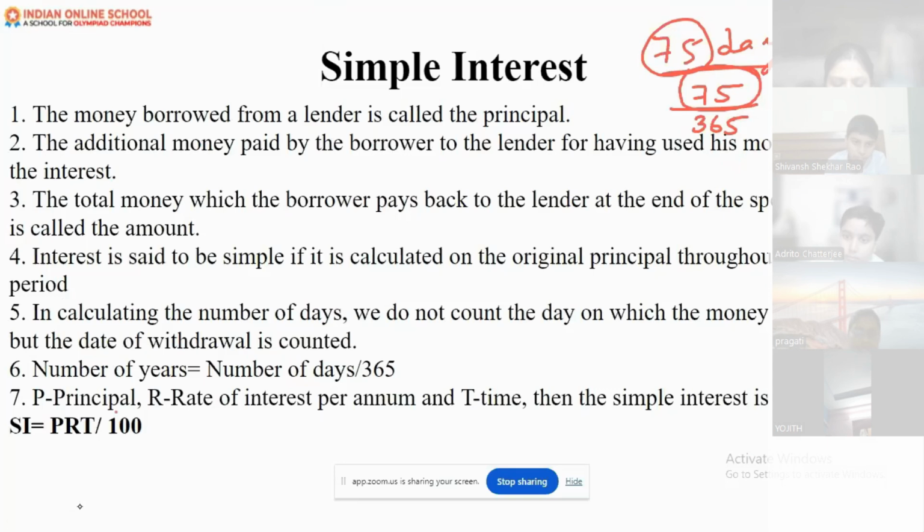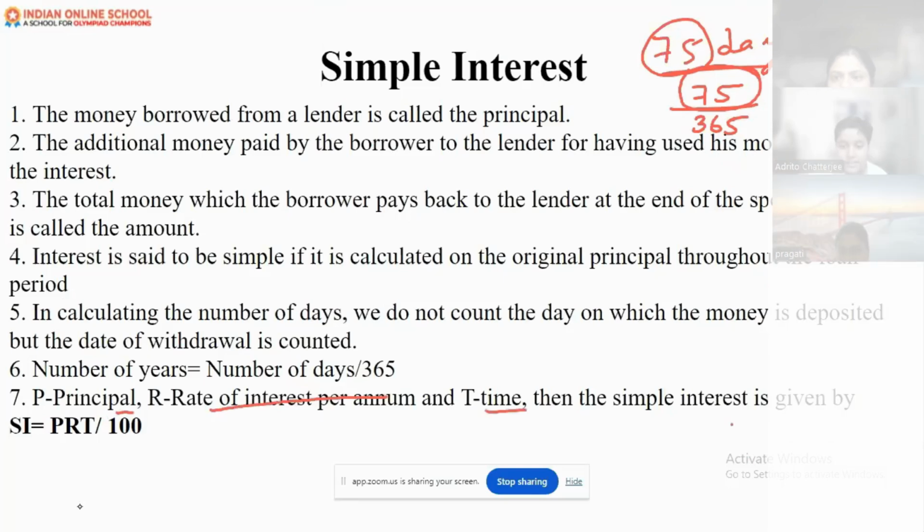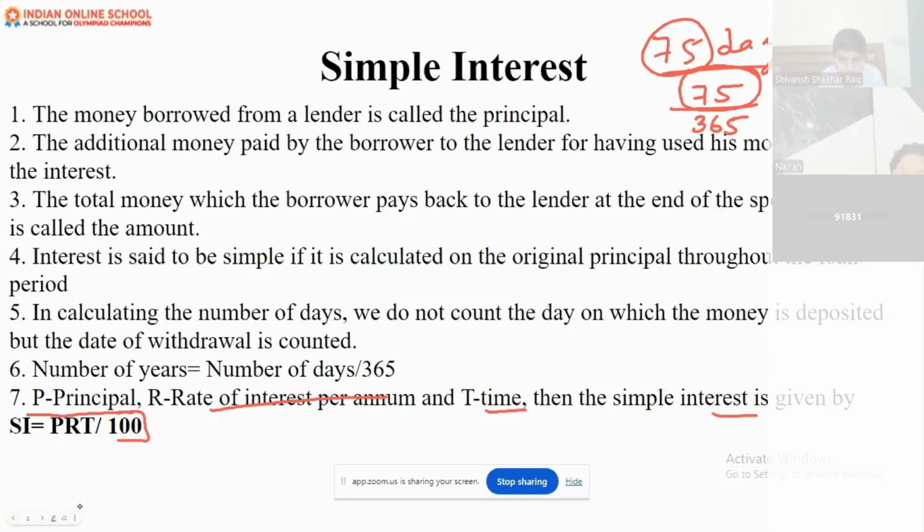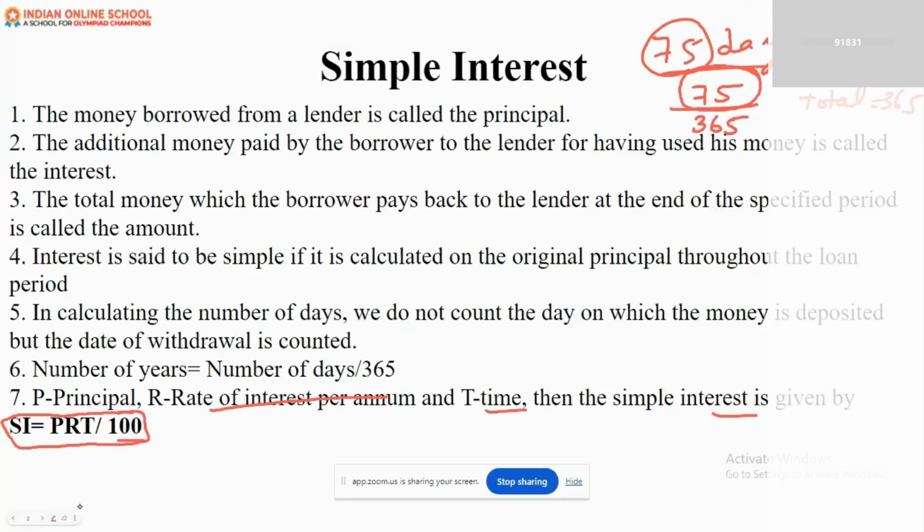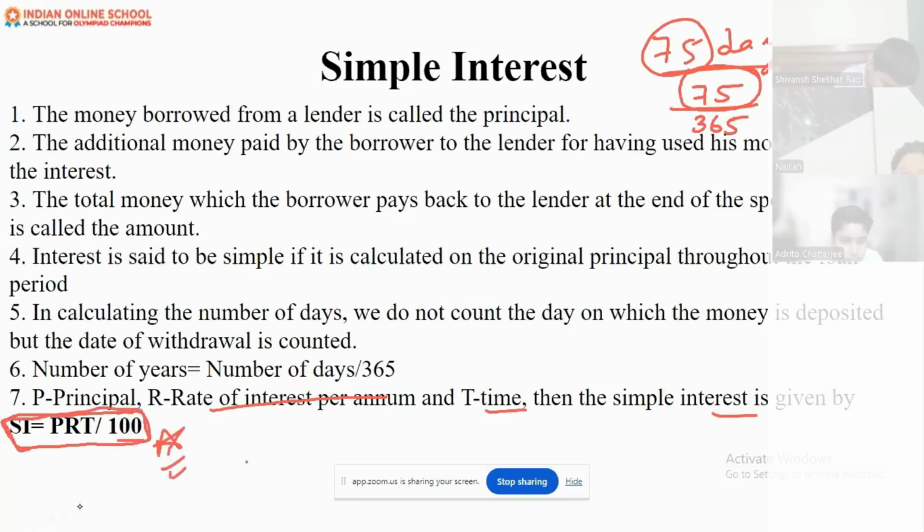Next, what is the principal? Principal, rate of interest per annum and time. Then the simple interest is given by SI equals PRT upon 100. Yes, this is very important. This is your formula which you have to remember. What is PRT upon 100? The simple interest is equal to P times R times T upon 100.